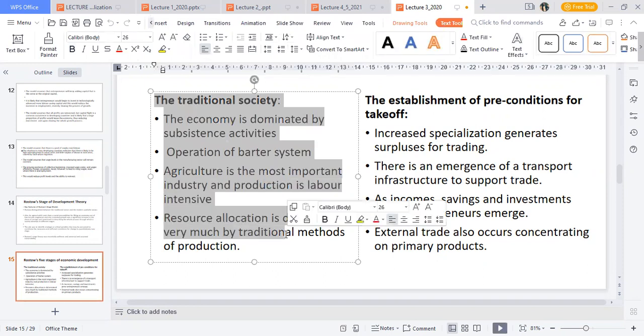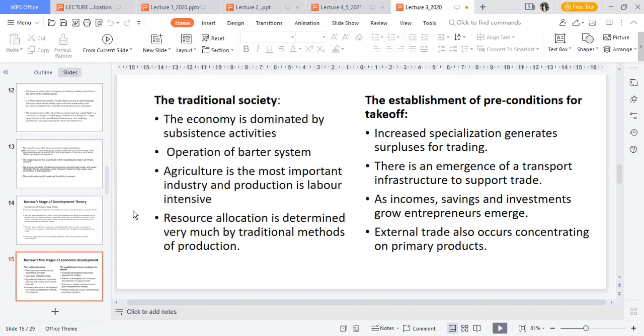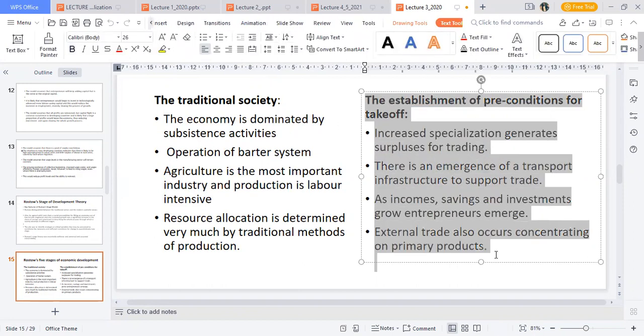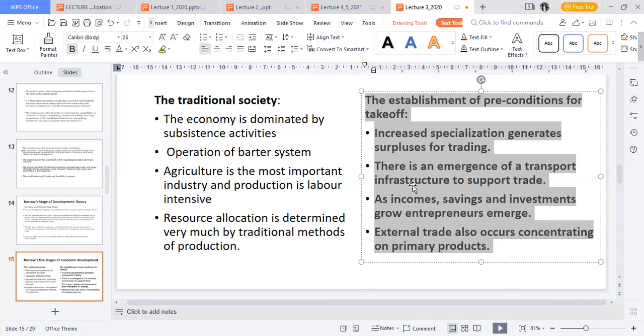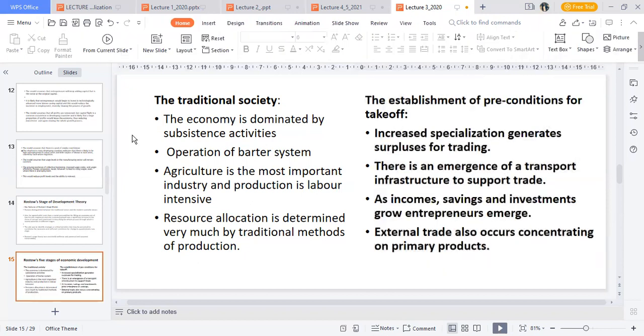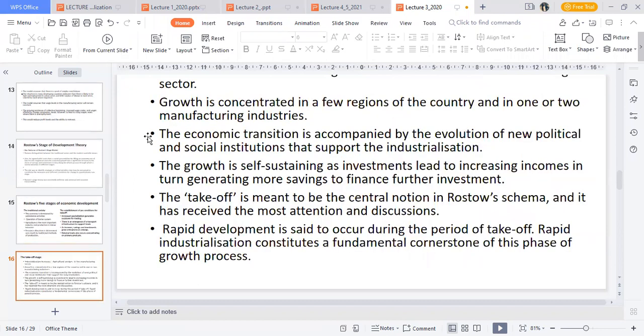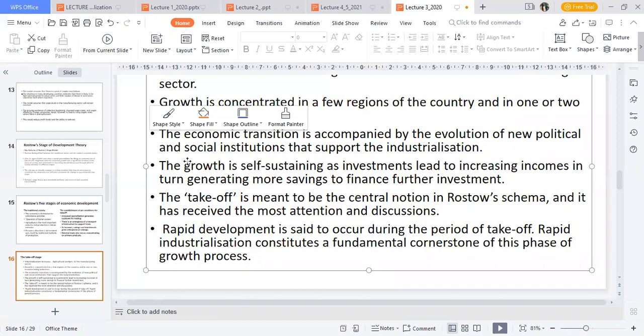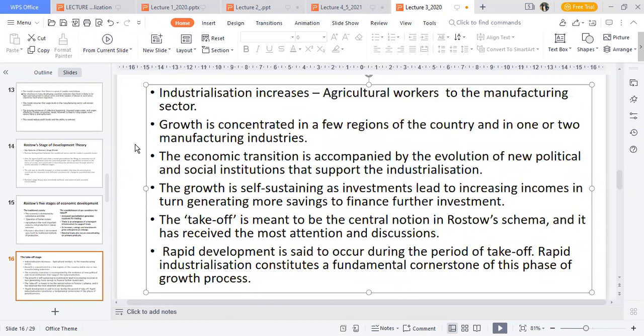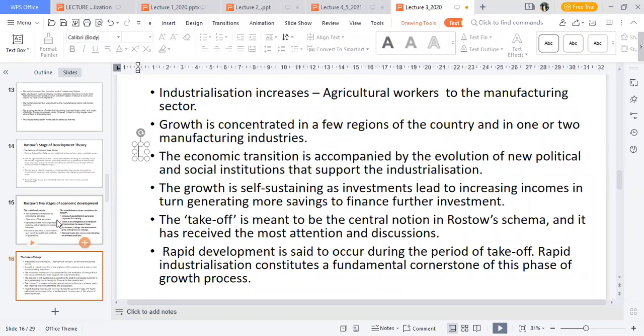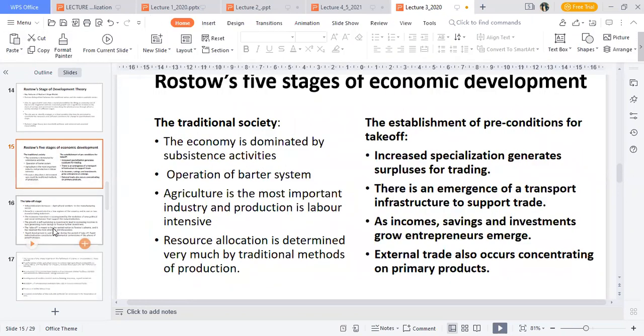In the traditional community, the place is dominated by what? Agricultural people, and most of the things they are into are like subsistence farming. Here, these are the preconditions. Preconditions are what you have to do as a country if you want to be industrialized. These are the conditions that Rostow said you need to meet. Once you have these conditions, then you can take off. It means that if you've not met these conditions, you won't be able to take off, you won't be able to progress like how other countries are progressing.